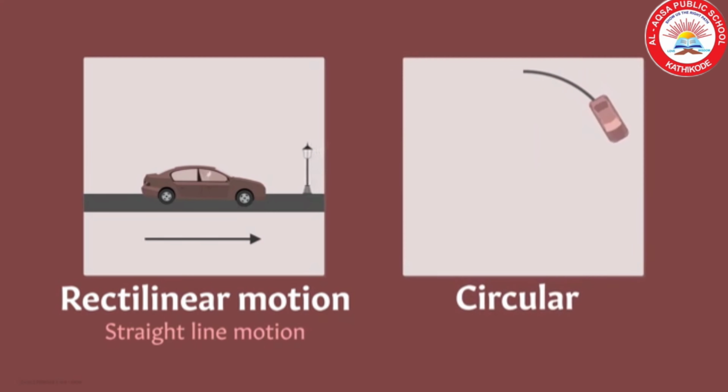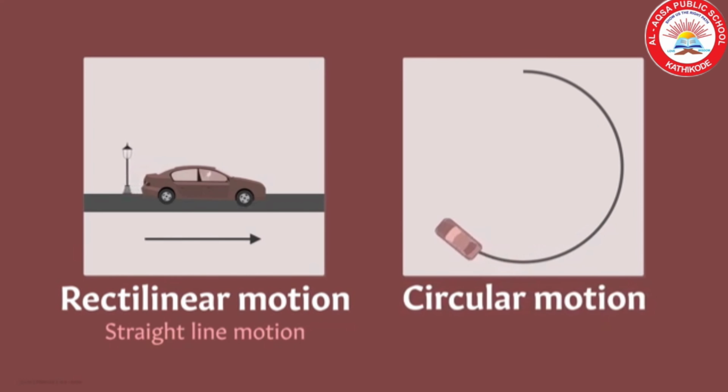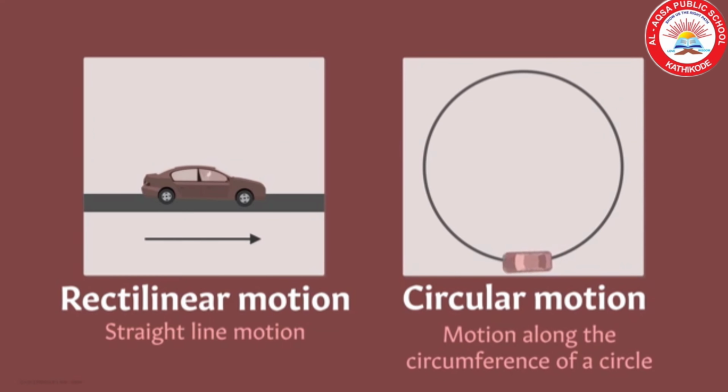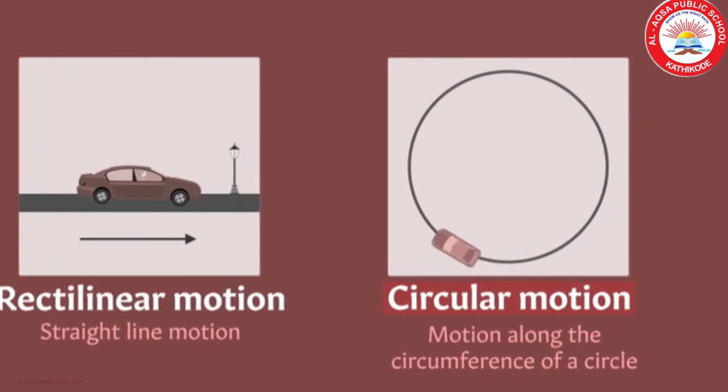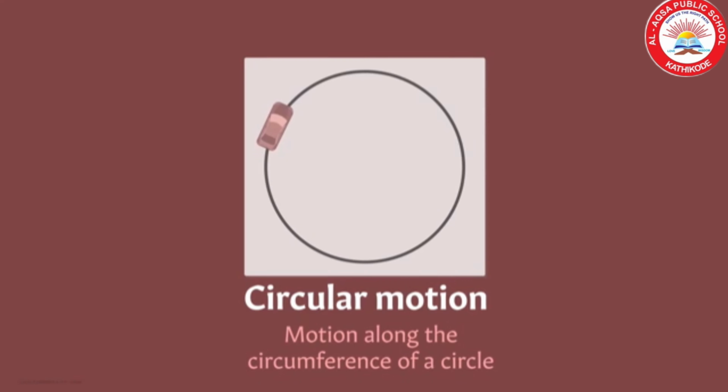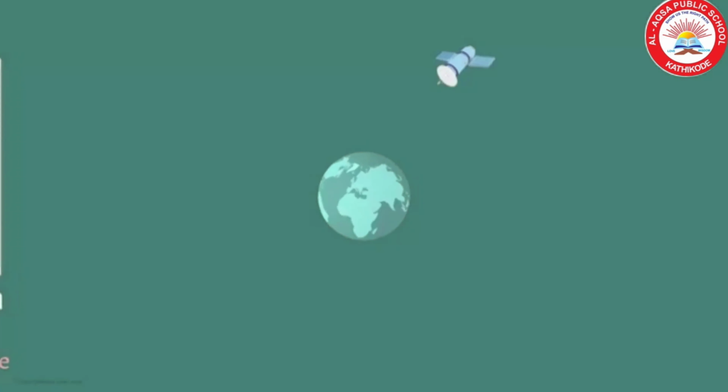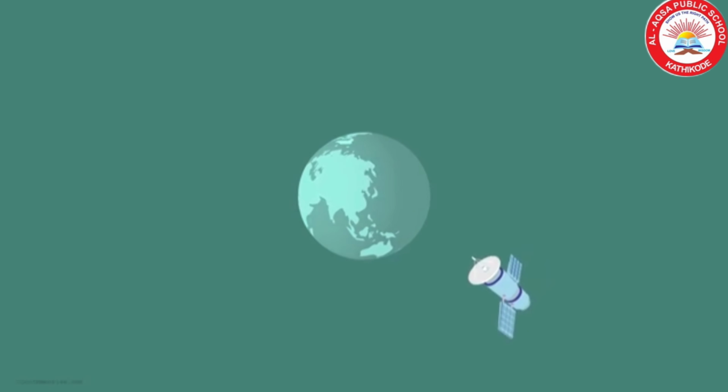Yes, your guess is correct. If an object is moving in a circular path, it is undergoing circular motion. More accurately, it is the motion of an object along the circumference of a circle, which is the length of this boundary. It is curved. That is, when an object is moving along the circumference of a circle, we can say that it is undergoing circular motion.